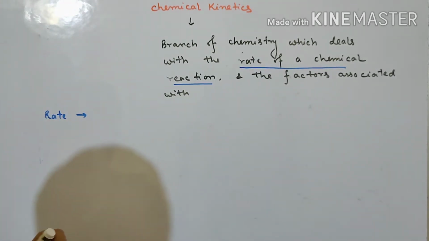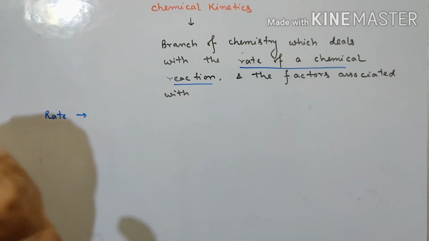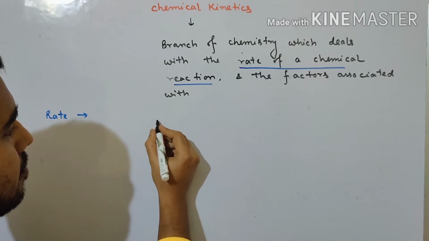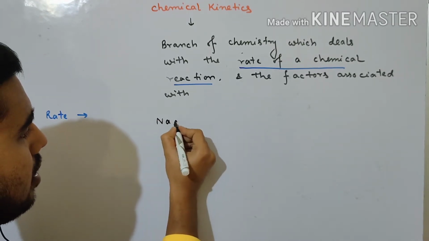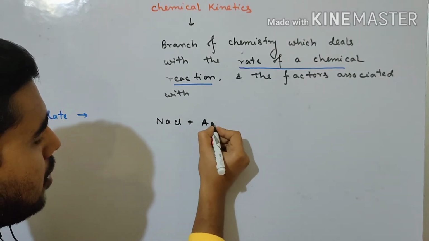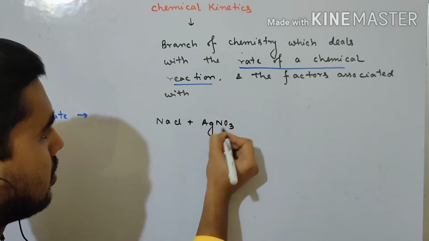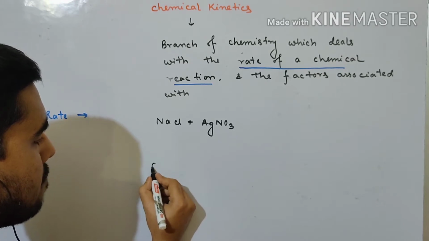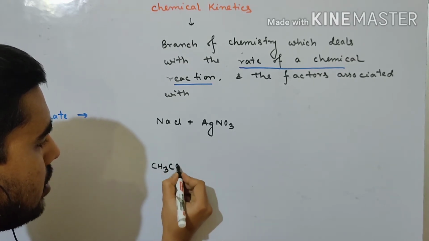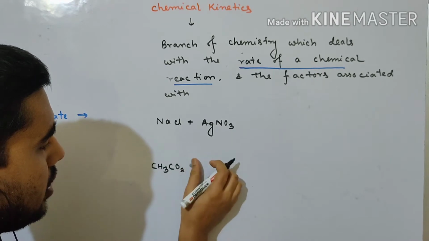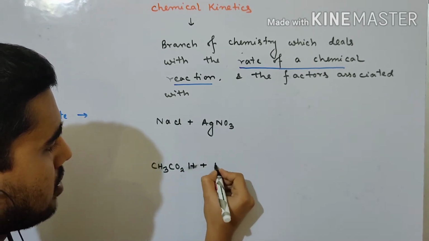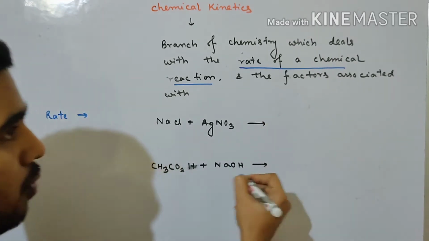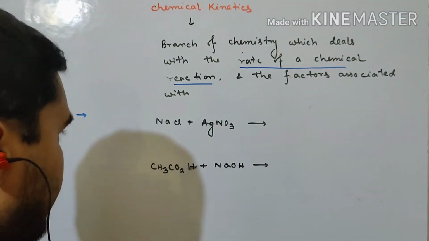So in order to understand the rate, let us see two different reactions. One is, say, we take NaCl plus AgNO3, and in another case, we take, for example, CH3CO2H plus NaOH. So we have taken both these reactions. Let us see what is the speciality.